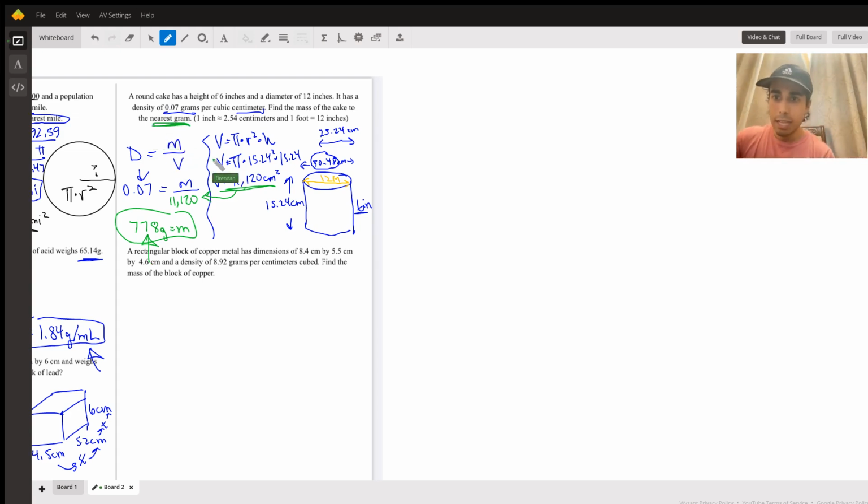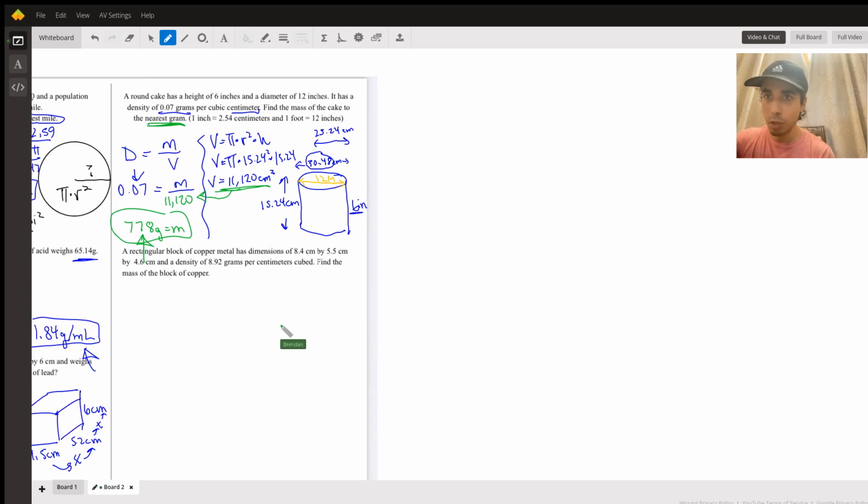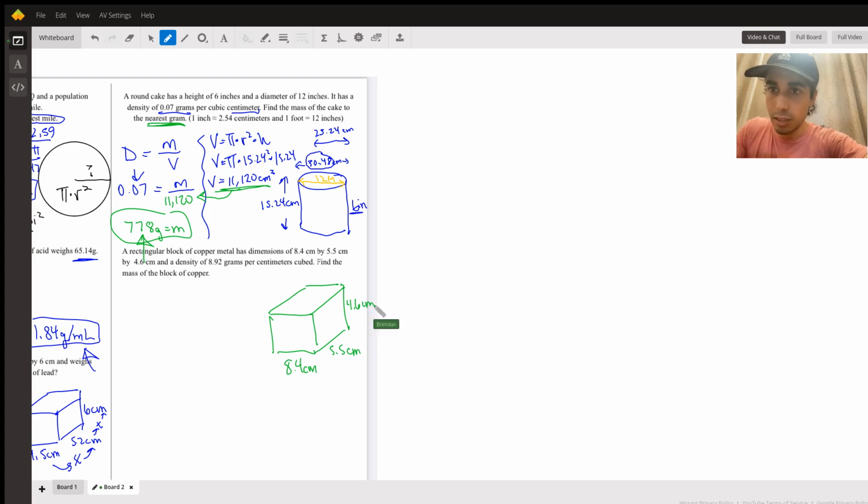All right. This last one here is very similar to the one that we did a couple minutes ago, the one with the box. So we've got another box here. Let's draw this out. Got 8.4 centimeters by 5.5 centimeters, and then by 4.6 centimeters. And then the density is also given, and it wants us to find the mass.